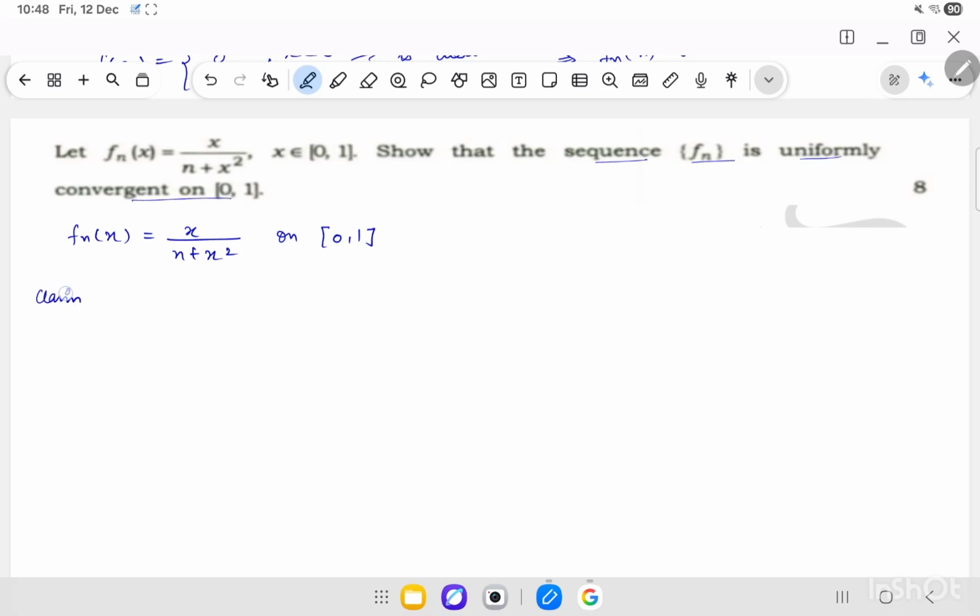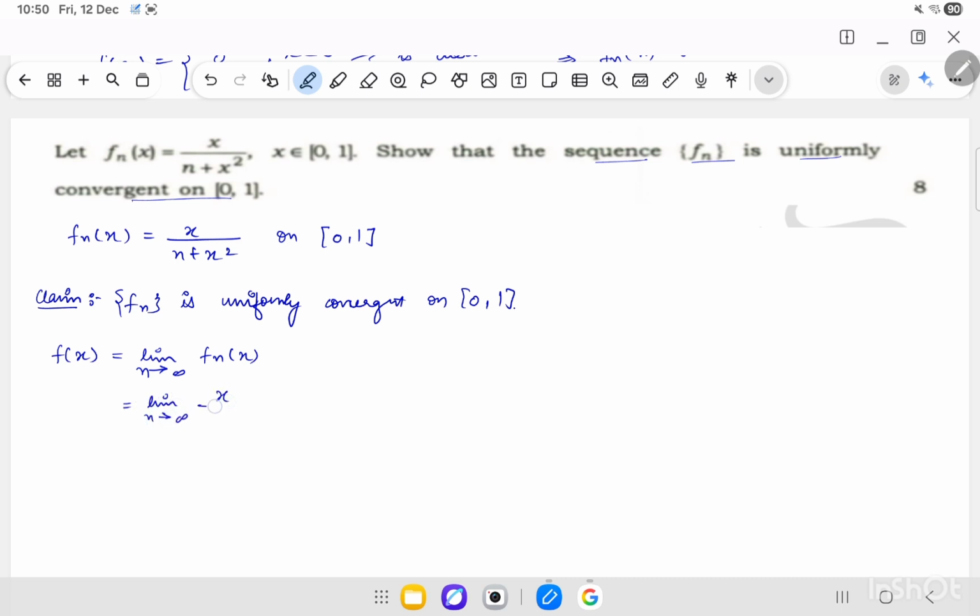So our claim is fn is uniformly convergent on the closed interval [0, 1]. Again we can rely on calculating Mn and then evaluating it. So if I calculate the pointwise limit f(x), that will be equal to the limit as n approaches infinity of fn(x), which is the limit as n approaches infinity of x divided by n plus x square, which will be equal to 0.